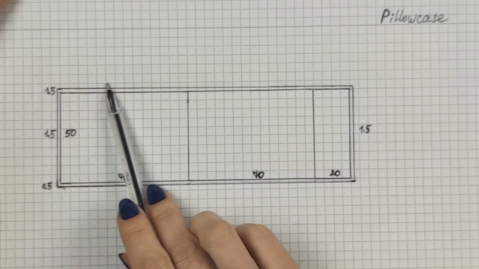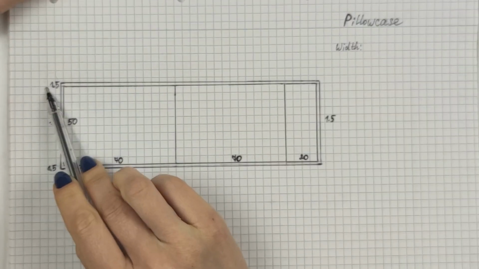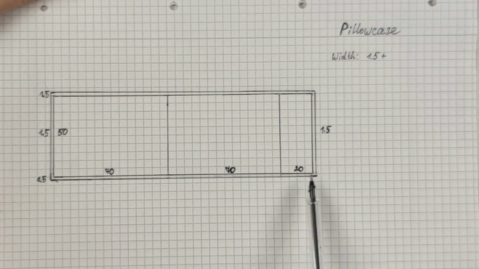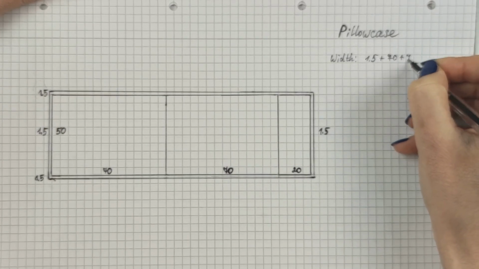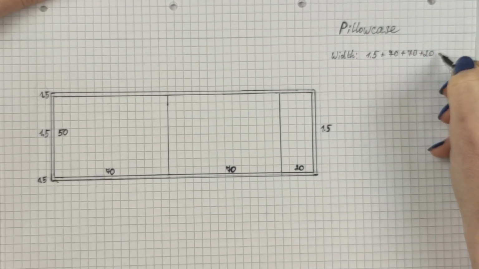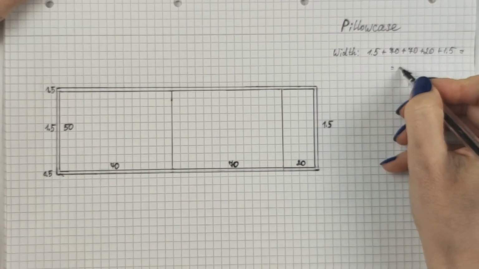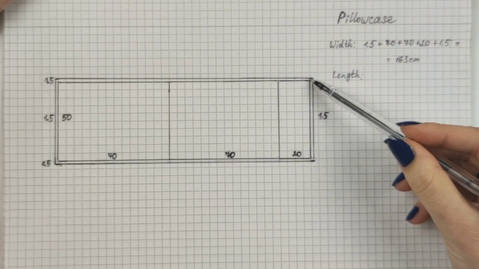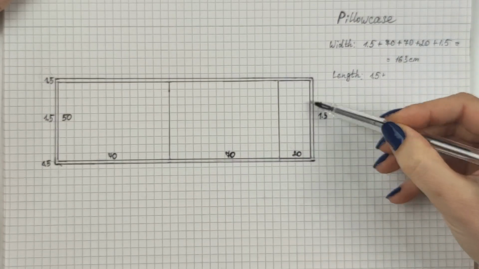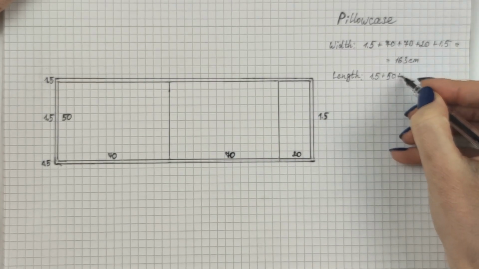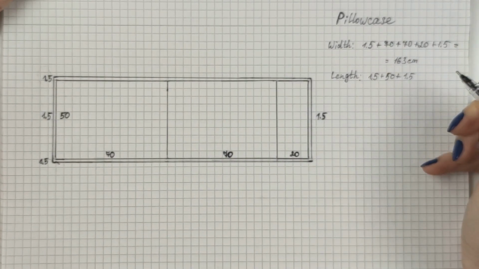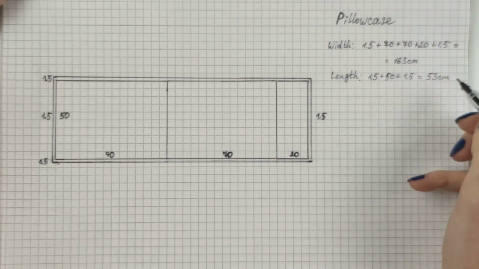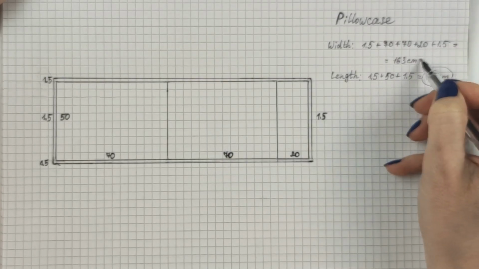Let's calculate the width. 1.5 centimeters plus 70 plus 70 plus 20 plus 1.5 centimeters equals 163 centimeters. Let's calculate the length. 1.5 centimeters plus 50 plus 1.5 centimeters equals 53 centimeters. For one pillowcase, we will need 53 centimeters of fabric.